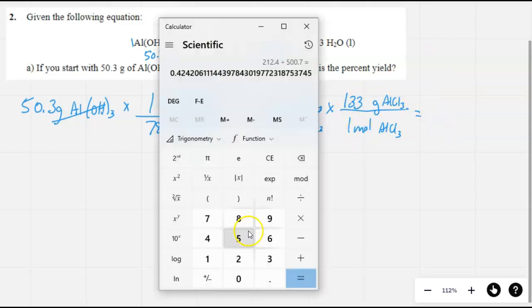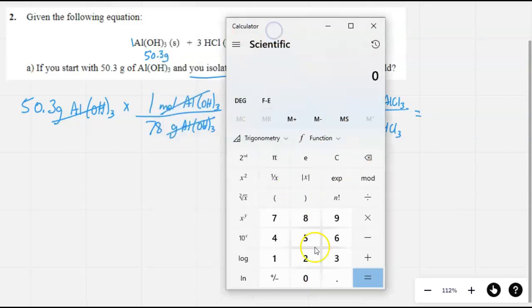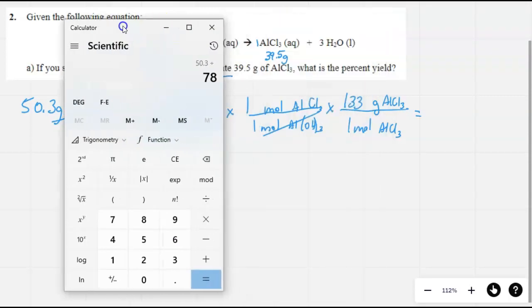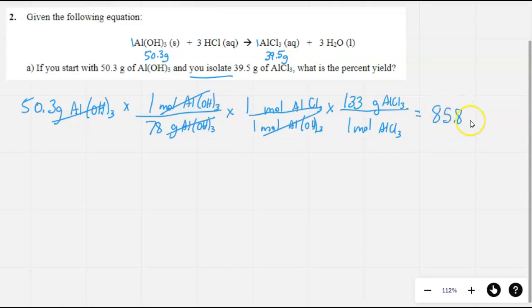I already know that that's right. I agree with that. We'll look at how to get there. So 50.3 divided by 78 times 133, because I don't need to do times 1 over 1. I get 85.8 grams of aluminum chloride. That's my what? Theoretical yield? Actual yield? What's this number telling me?